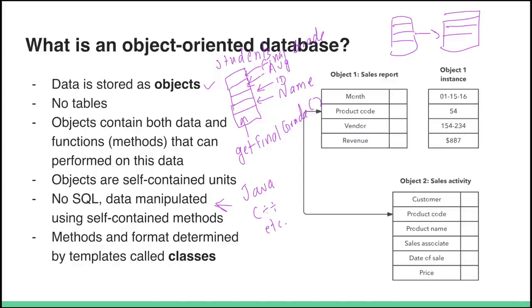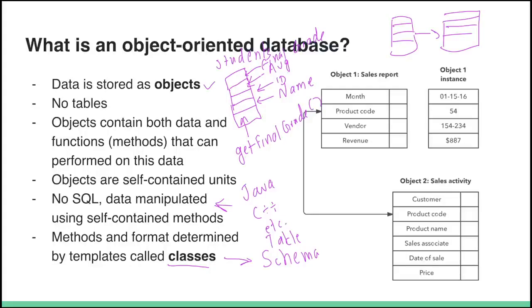Now, the format for each one of these objects that's going to be in an object-oriented database is called a class. This is the equivalent of a schema. I guess it would be like a table schema in relational databases, right? So basically, a class is going to specify what data can be stored in the object, what data types it's going to have, and any other aspects that define what each object is going to look like.